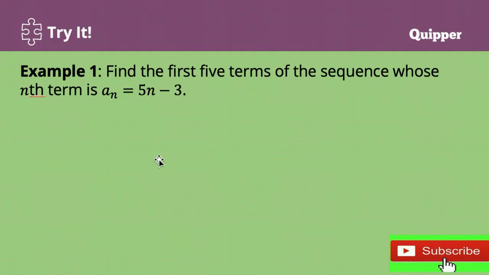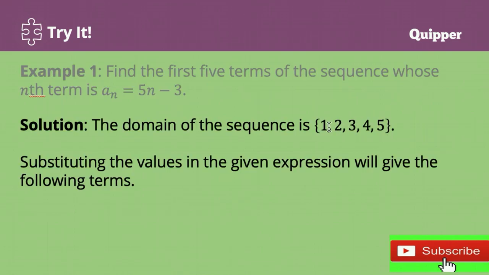At this time, we will be solving problems about patterns and sequences. Number 1. Find the first 5 terms of the sequence whose nth term is a sub n equal to 5n minus 3. To solve this problem, we have to think what are the values of n here. Now look at the given problem. You are to find the first 5 terms. Meaning to say, you will be using the numbers 1, 2, 3, 4, and 5. And those numbers are the domain of the sequence.